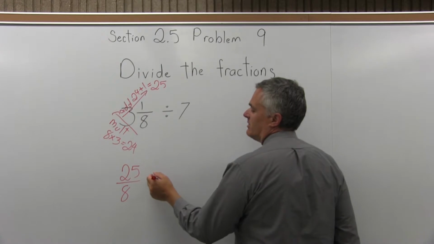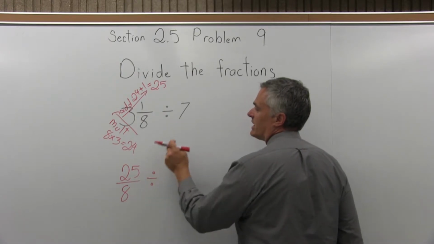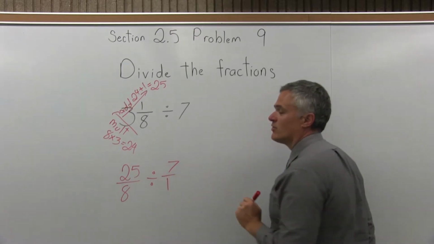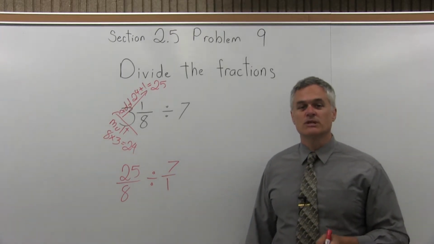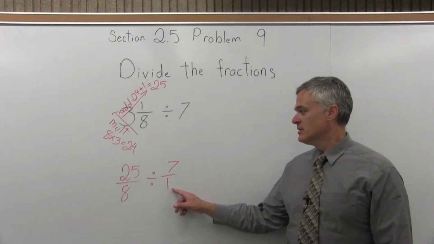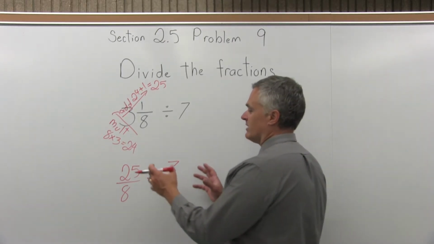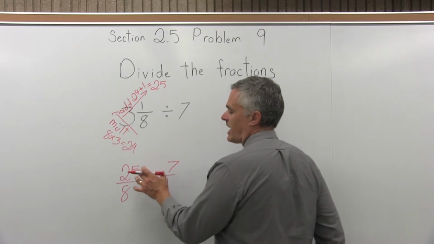And then I'll keep this as a division problem for the time being. That 7 can be written as 7 over 1. Any whole number can be written as a fraction by putting a 1 under it. Now I can go ahead and do this division. Now they're both written in the correct form as just a fraction.